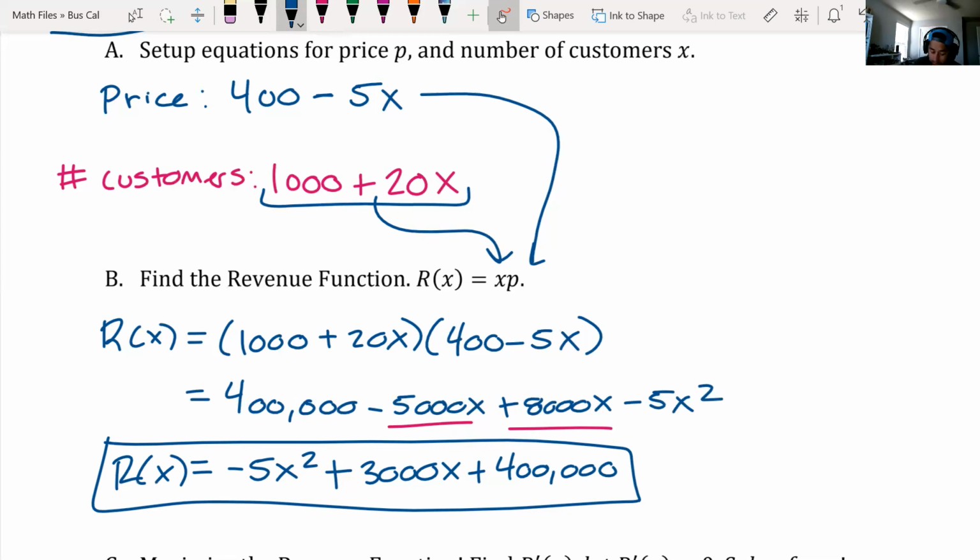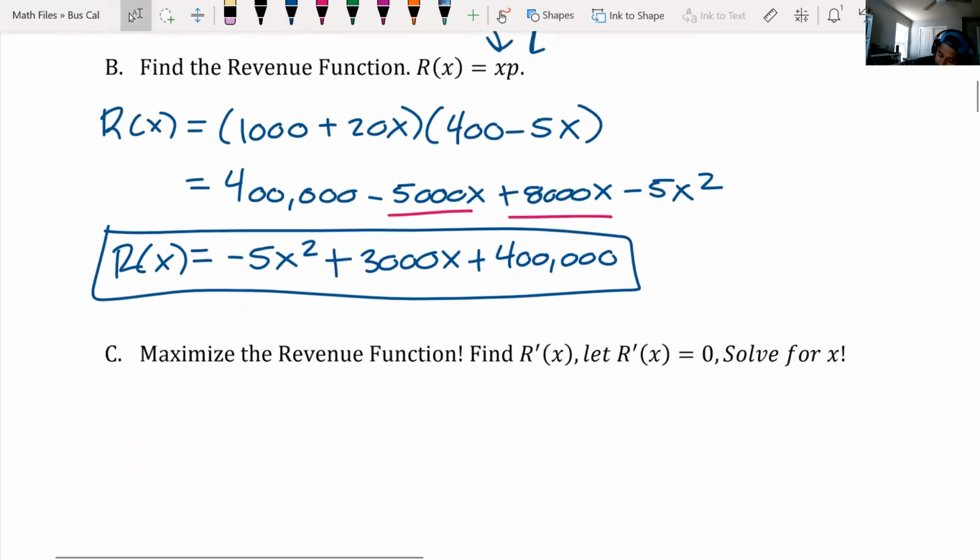Any questions so far? Okay, so what we did is that we foiled and then we combined like terms. Exactly. That's it. Now we do calculus.